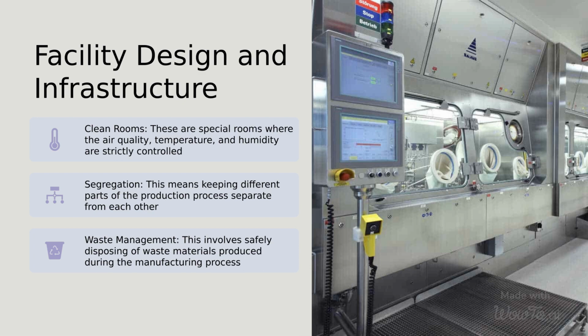Segregation. This means keeping different parts of the production process separate from each other. For example, the area where the cytotoxic drugs are handled would be kept separate from the area where the antibodies are produced. This is to prevent cross-contamination and to protect workers from exposure to hazardous substances. Waste management. This involves safely disposing of waste materials produced during the manufacturing process. Special procedures are needed for cytotoxic waste, which can be harmful to people and the environment.